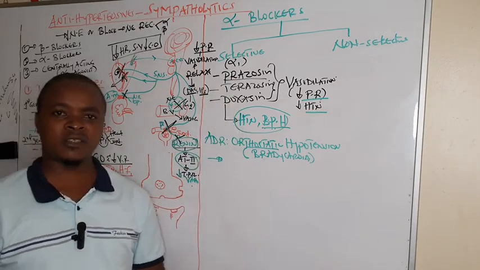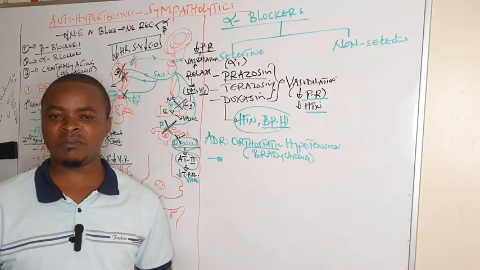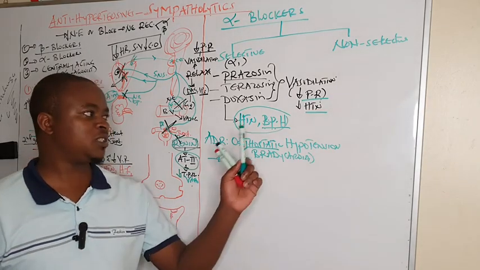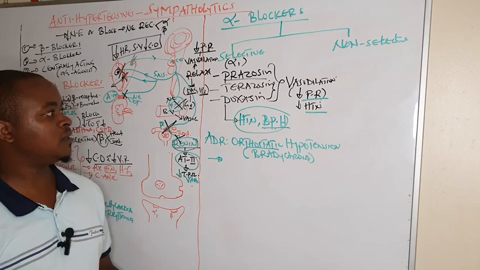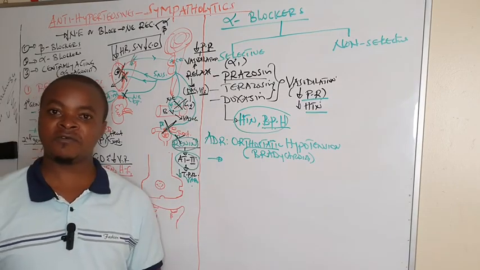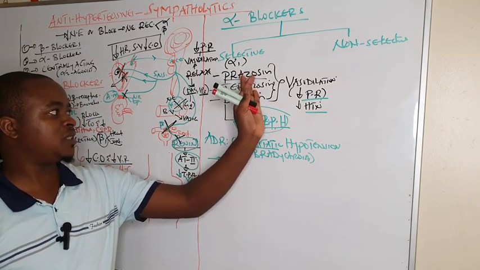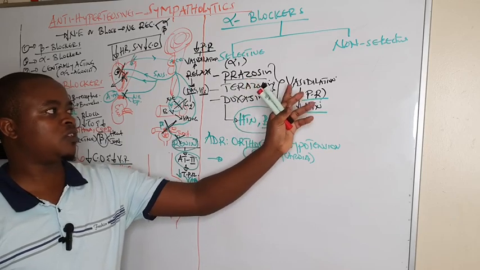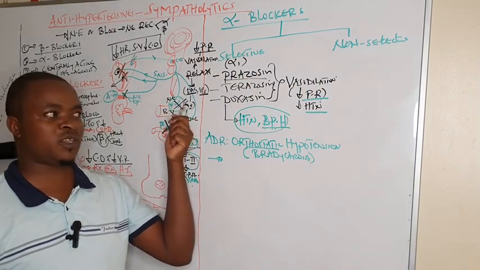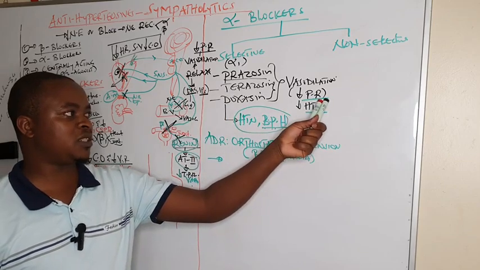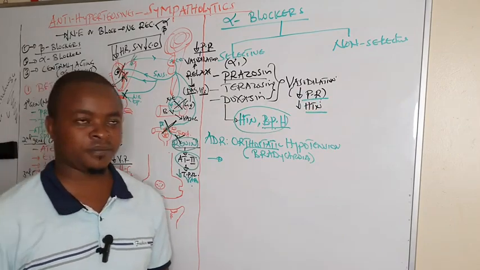Other alpha-1 selective blockers we have are tamsulosin and silodosin, but those ones have less effect on treatment of hypertension. They are only good at treating benign prostatic hyperplasia. So in hypertension, we are dealing with prazosin, terazosin, and doxazosin, which cause vasodilation by binding to alpha-1 receptors in the smooth muscles of the blood vessels, leading to decrease in the peripheral resistance, which can lead to decrease in the blood pressure.